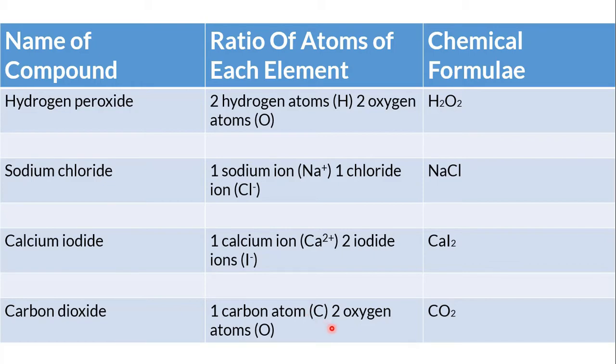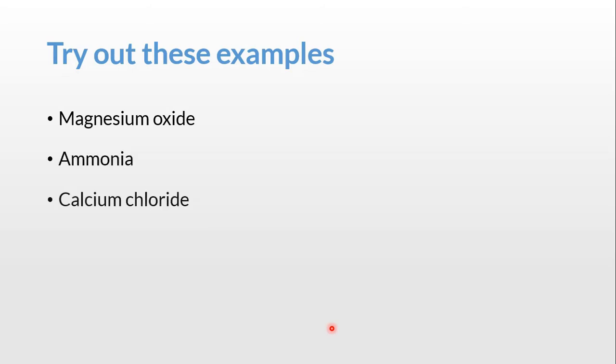So you try out these examples. Write the chemical formula for these compounds. Pause the video, write the formulas for these compounds, and then you continue the video to see how good you did. Magnesium oxide, ammonia, calcium chloride, and sodium hydroxide.